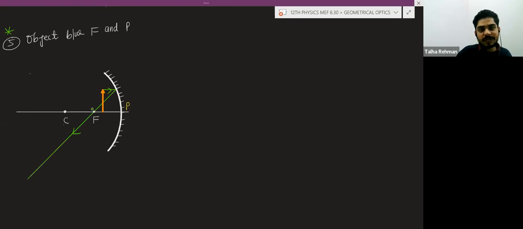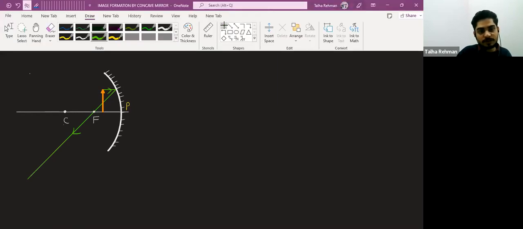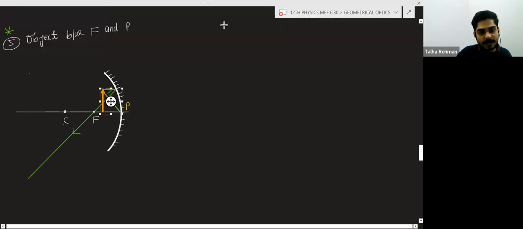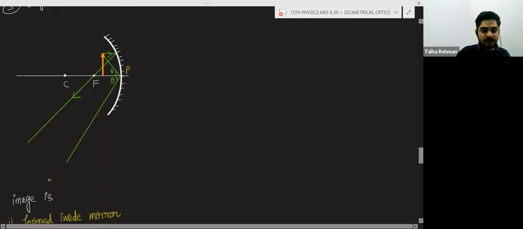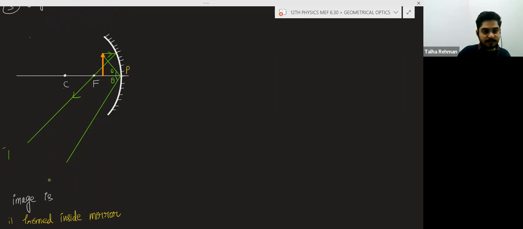Another ray from this object is striking on the pole and is going like this. Okay, if this angle is theta, then this angle will also be theta. Now these are the diverging rays.